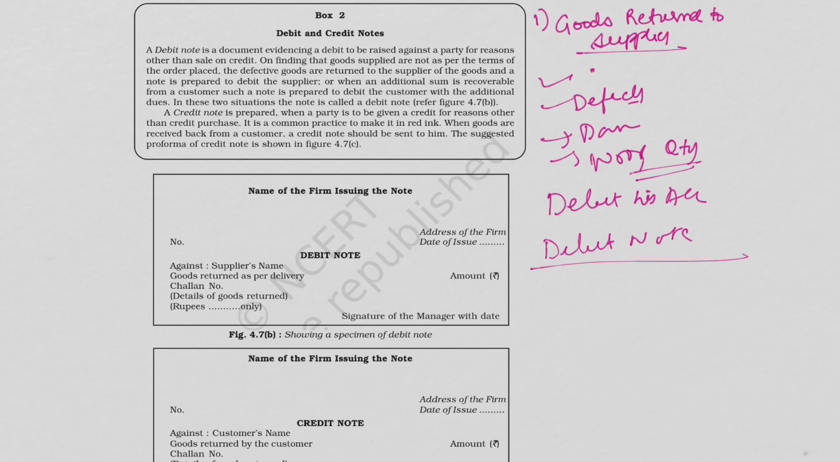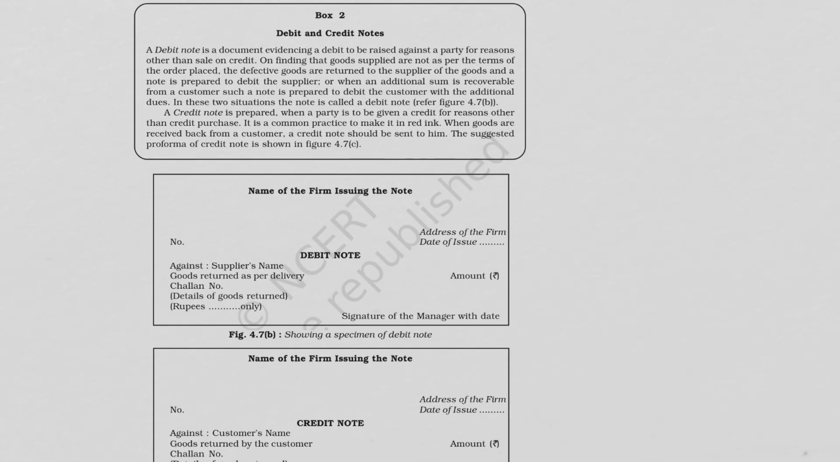Then second reason may be additional amount. Additional amount is recoverable. So if some extra amount is recoverable from a customer, we prepare a debit note to debit the customer's account. For example, suppose undercharged earlier. Now extra rupees 1000 is to be collected. Then we issue debit note.